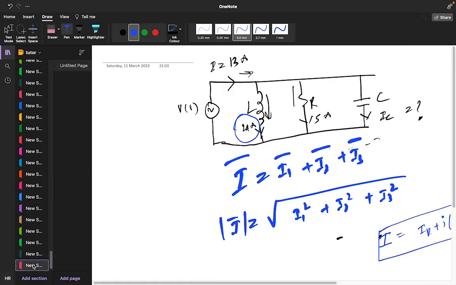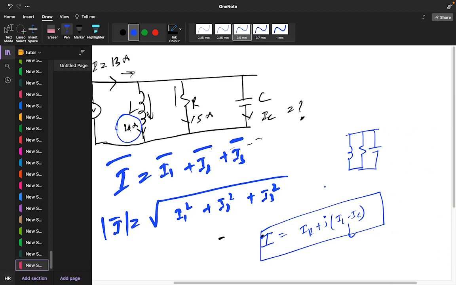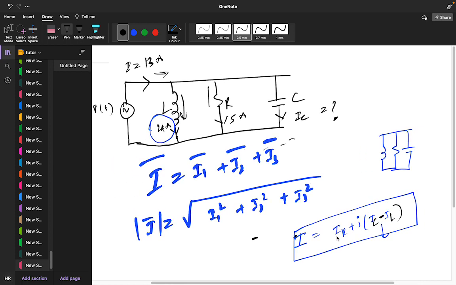So IC minus IL will come. Even if you write IL minus IC, the answer is not going to change, but this is the correct notation. So you know the IR value. IR value is how much? 24.